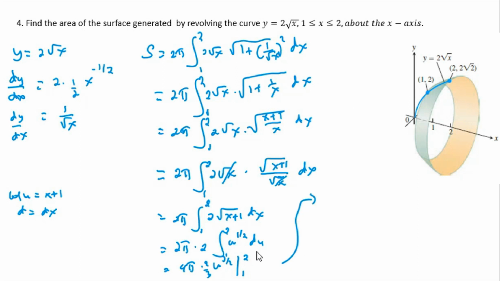So rewriting that one here again, we have 4 pi times 2 thirds, it will give us now 8 pi over 3 times the meaning of u, which is now x plus 1 to the power of 3 halves, that is evaluated from 1 to 2. So by using the fundamental theorem of calculus to evaluate the integrals, it will give us now the answer of 8 pi over 3 times 3 square root of 3 minus 2 square root of 2.